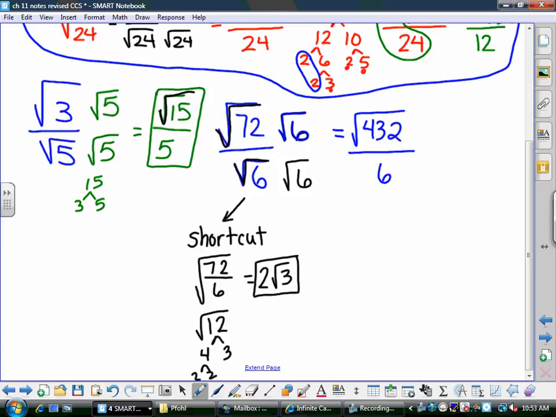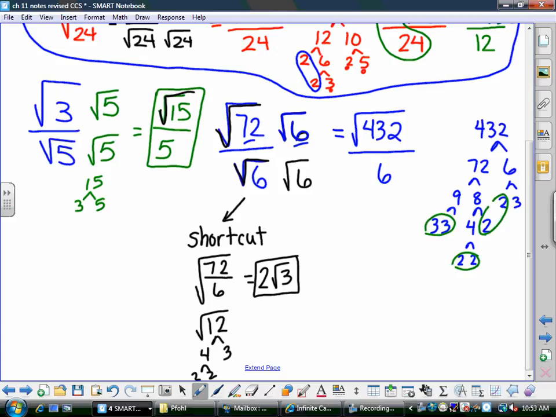Now we need to break up this square root of 432. Well, I happen to know that 432 is 72 times 6. And then I can break it up from there. When I do, I get a pair of 3s, a pair of 2s, and another pair of 2s. So outside the square root, I have a 3 times a 2 times another 2. Inside the square root, I have a 3. And all of that is being divided by 6.